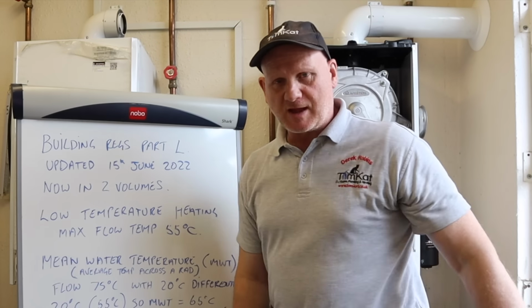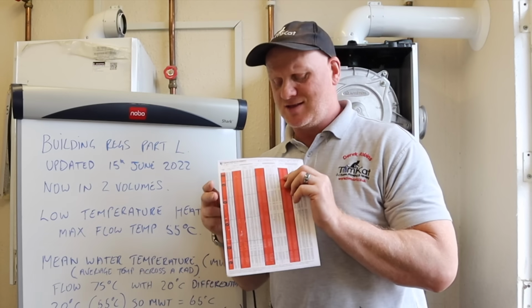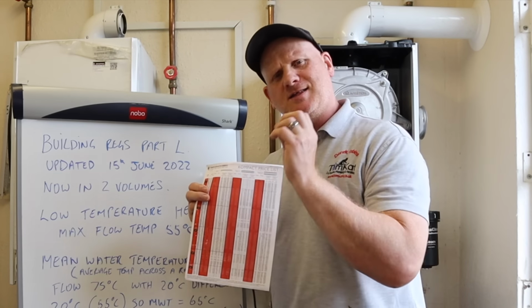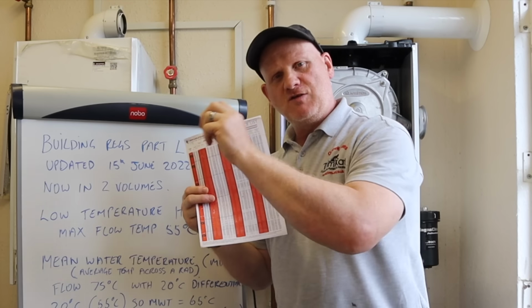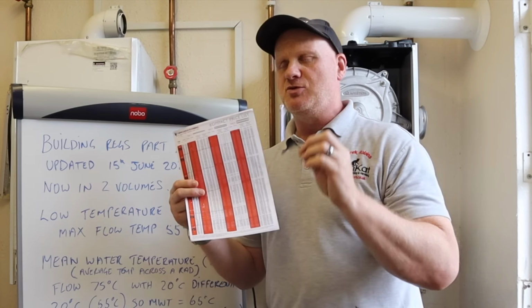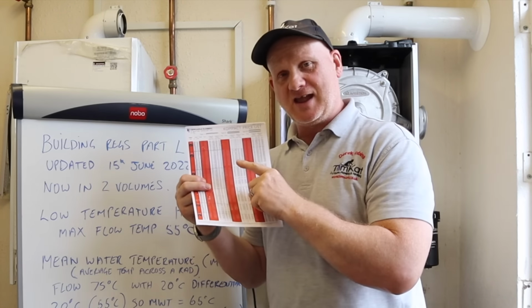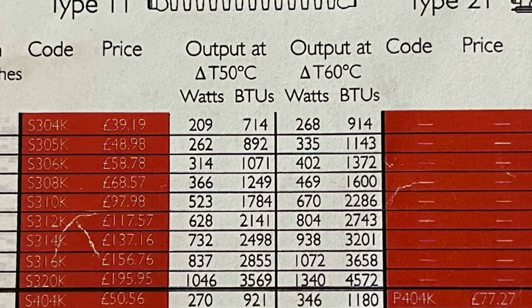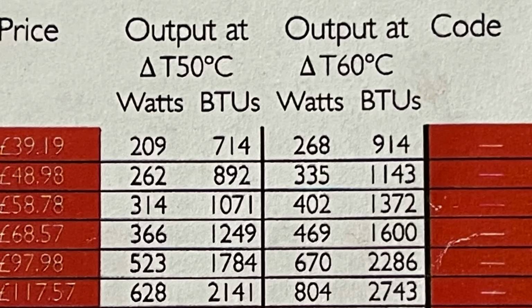Now, your mean water temperature and your delta T are also needed for when you want to size radiators. But this time the way you work it out is it's the temperature of the radiator again, and the room temperature is taken off there. So if you've got a flow temperature of 70 degrees and a room temperature of 20 degrees, 70 minus 20 gives you a delta T of 50, and that's how you would size your radiators from your delta T of 50. Now there's a delta T of 60 on this radiator catalogue, and that's because your flow temperature is 80 and your room temperature is 20, and that gives you your delta T of 60.